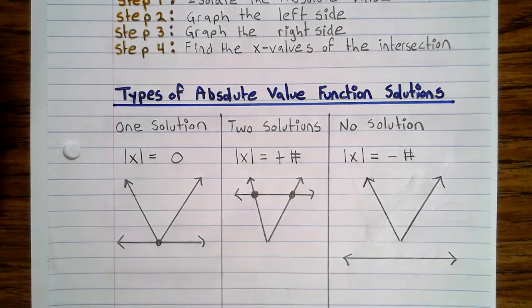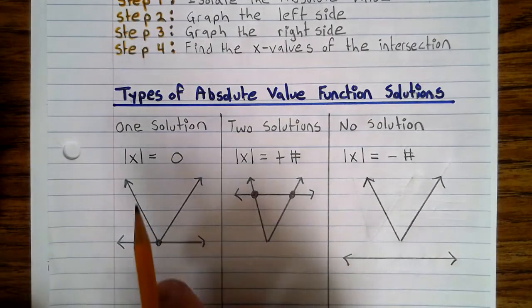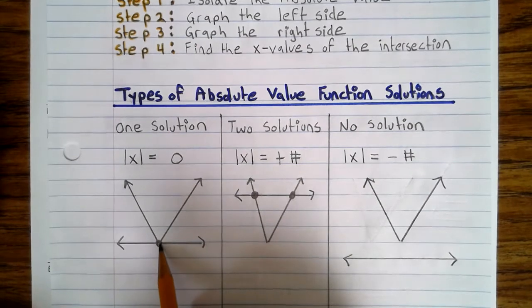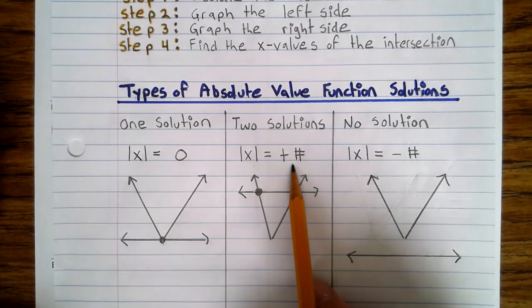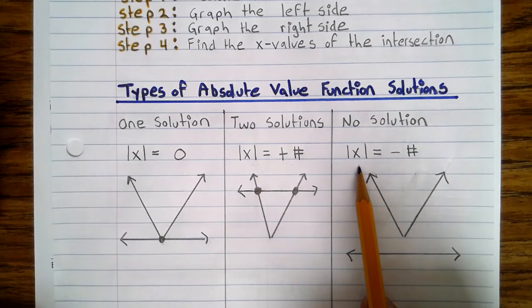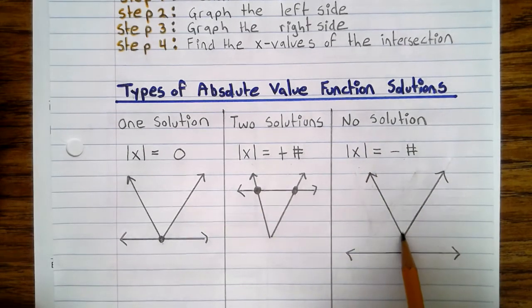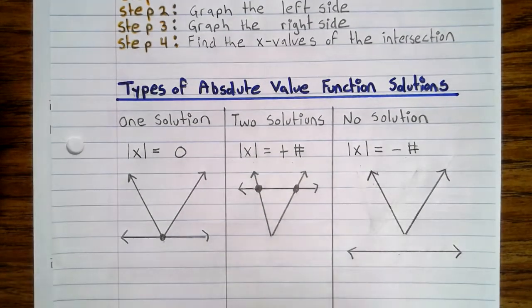Types of absolute value function solutions. Now, one solution is when the absolute value of x equals 0, and the graphs are going to intersect at one point. There are 2 solutions when the absolute value of x equals a positive number, and they're going to intersect at 2 points. If there are no solutions, the absolute value equals a negative number, and the 2 graphs will not intersect. Okay, so finish up your notes.